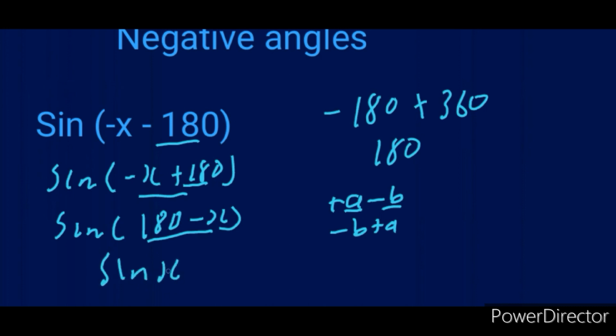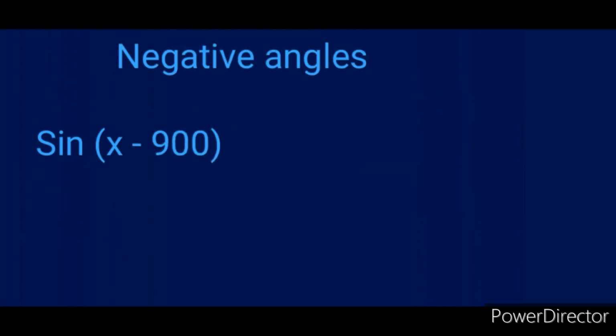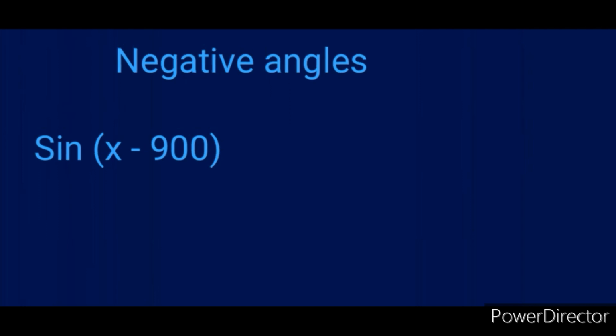Let's go for another example. So here is another example. We've got sine x minus 900. So whenever we've got a negative angle, we have to add 360 until we have something that is familiar. So the logic is that whenever you've got an angle that is bigger than 360, you have to subtract until you get what you're familiar with. Whenever you have a negative angle this time, you have to add 360 until you get what you're familiar with.